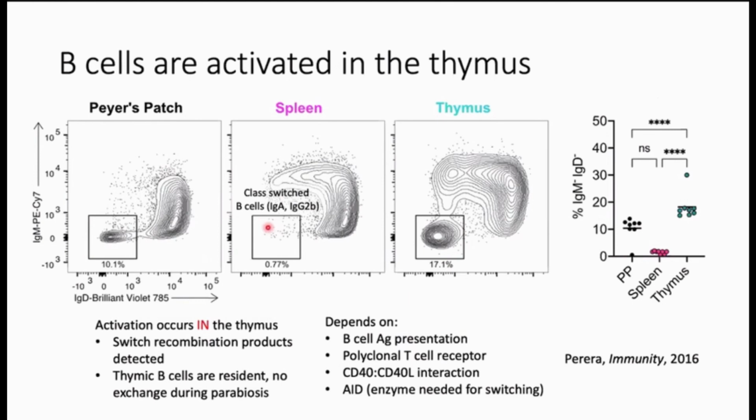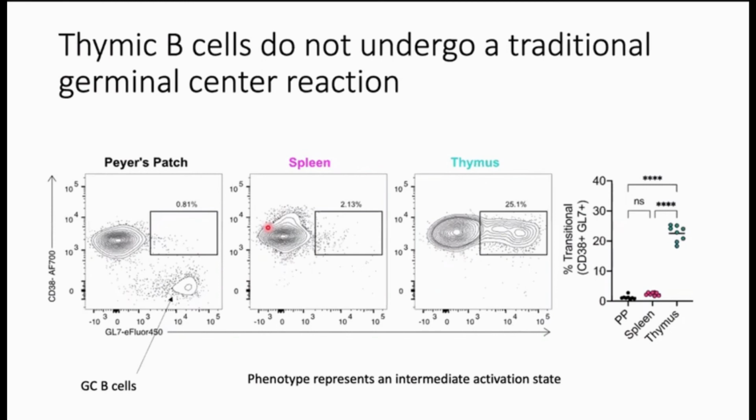So next, we want to look at the germinal center reaction. And actually, what we found is that the Thymic B cells are not undergoing traditional germinal center reactions. Again, this is the Peyer's patches, spleen, thymus. Looking on the y-axis, CD38 and GL7 is how we're defining our differentiation of B cells. This group here is composed of memory and naive B cells, and this group here is composed of germinal center B cells. And usually when cells differentiate to become germinal center, they upregulate GL7 and then downregulate CD38. And it's obvious to see here that there is this large population of this intermediate activation state within the thymus, and you're not getting any of the germinal center B cells within the thymus.